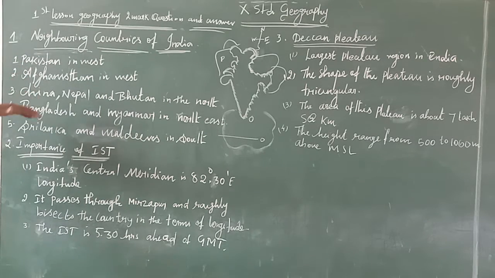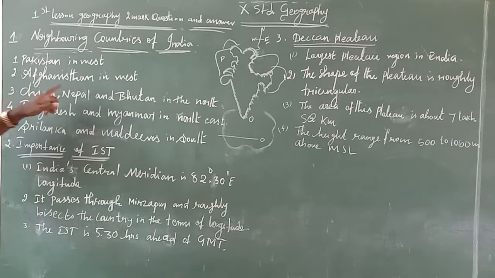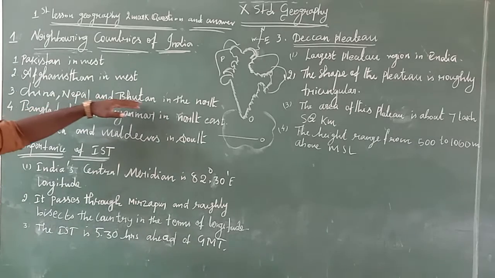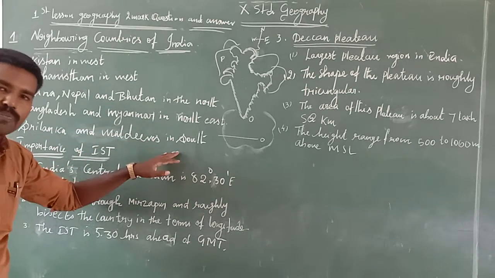And again, if the question is asked in the examination, what are the neighboring nations of India, you can write: Pakistan and Afghanistan in the west, China, Nepal, and Bhutan in the north, Bangladesh and Myanmar in the northeast, and Sri Lanka and the Maldives in the south.